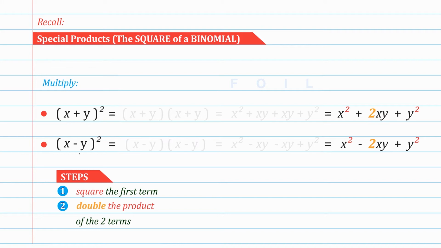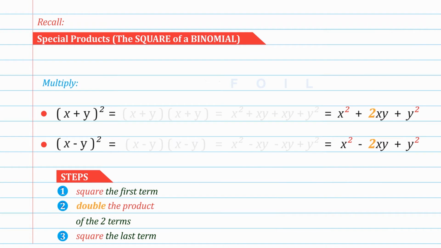Next, let's try this next example. X times negative y is negative xy. Double it, it's negative 2xy. Second step, checked. And the last step, para mas mabilis, is simply square the last term. So squaring y here, we have y squared. Squaring negative y, meaning negative y times negative y, is again positive y squared.